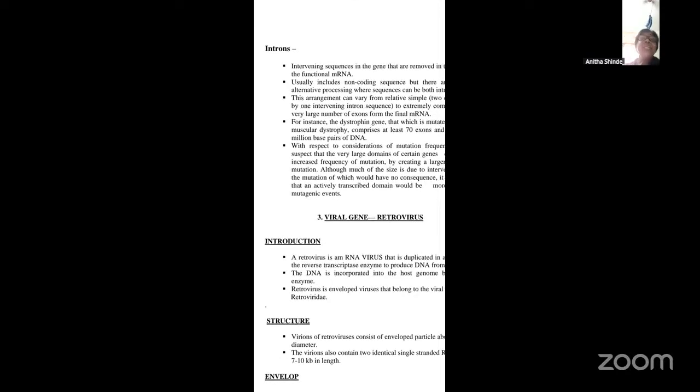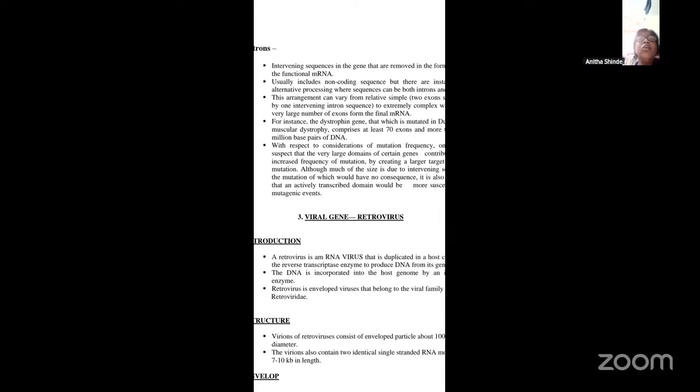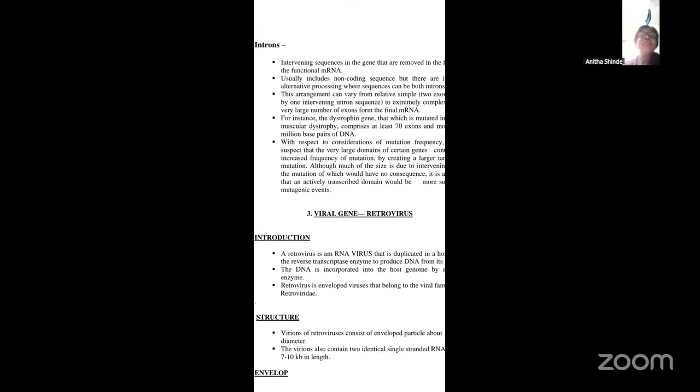Okay. Now coming to introns. Now, what are introns? Introns are the intervening sequences in the gene that are removed in the formation of the functional messenger RNA. So introns are nothing but the intervening sequences, whereas exons, just now we have told you, are the gene sequences which are present on the messenger RNA molecule. Introns are the intervening sequences of the gene which are removed during the formation of the messenger RNA. So it includes only the non-coding sequences.